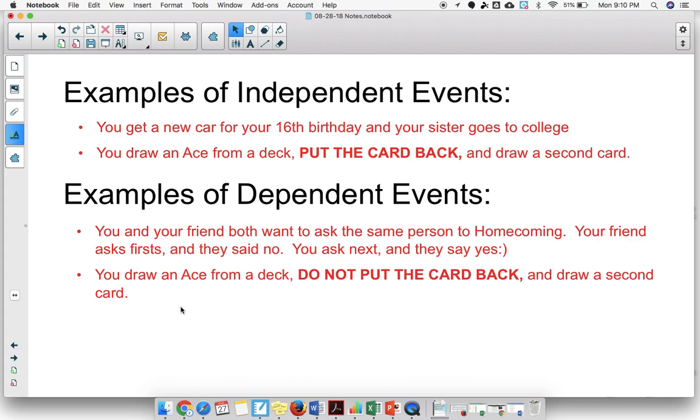Another scenario would be going back to the cards. If you draw a card, but you don't put the card back. Let's just say I say to you, there's 4 aces in the deck. And anybody that draws an ace gets $1 million. Well, if I go around the room and every time somebody draws an ace, we pull it out and we don't put it back in, you don't have as good a chance of winning as you did with all of those aces in there. And so these are considered dependent events because the first event influences the second.